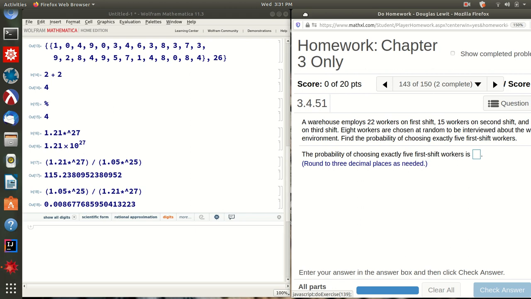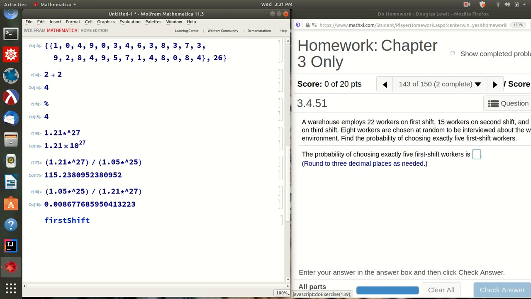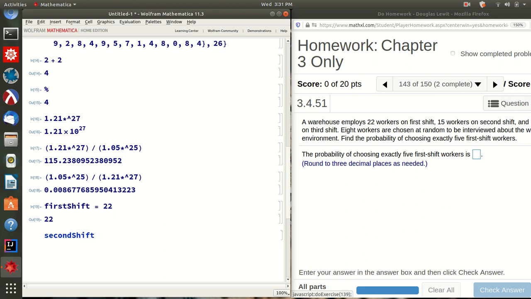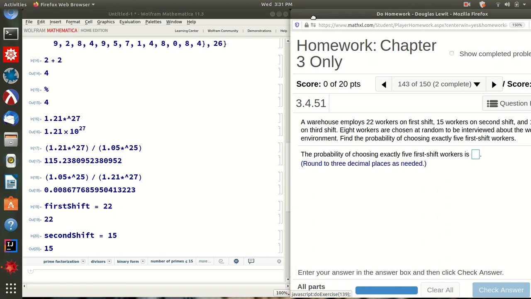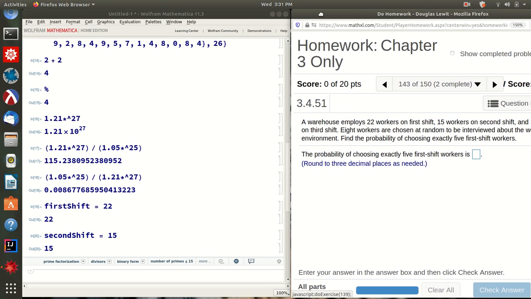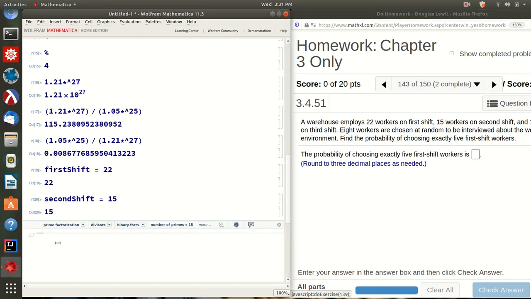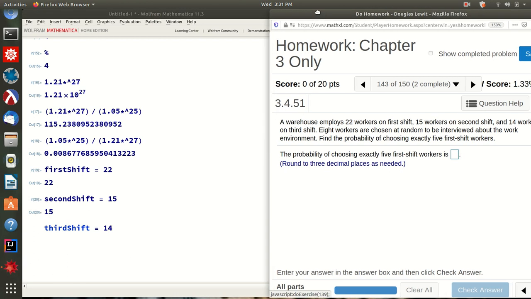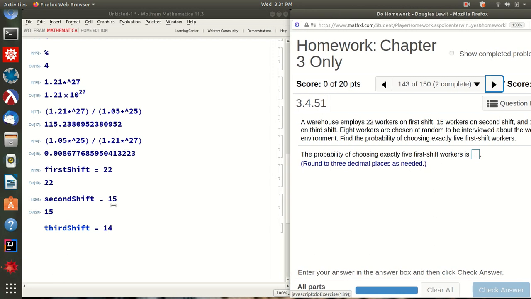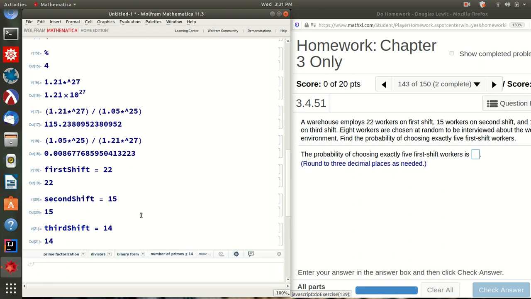So let's use Mathematica to help organize our data. First shift, there are 22 workers on the first shift. Second shift, we have 15 workers on the second shift. And let's see, 14 workers on the third shift. Now, of course, nobody likes to work the third shift, right? So third shift is equal to 14. Let me make sure that's the right number here. 14 workers on the third shift. Okay, that is correct.